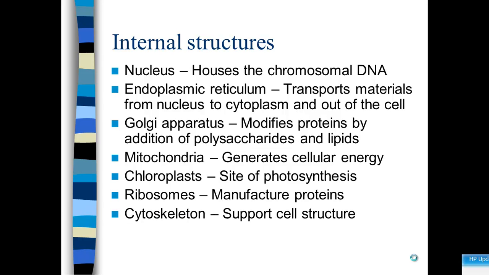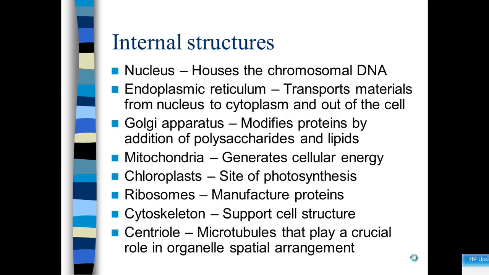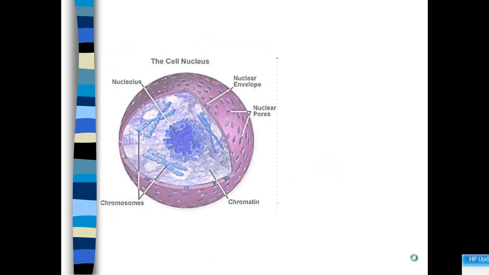And then there is a cytoskeleton. The cytoskeleton has 3 different components to it, and it supports structure. At the center of the cytoskeleton is a centriole. And there are 2 centrioles, and the 2 centrioles play a very vital role in terms of the microtubule structure and organelle structure. Here's a picture of the nucleus.